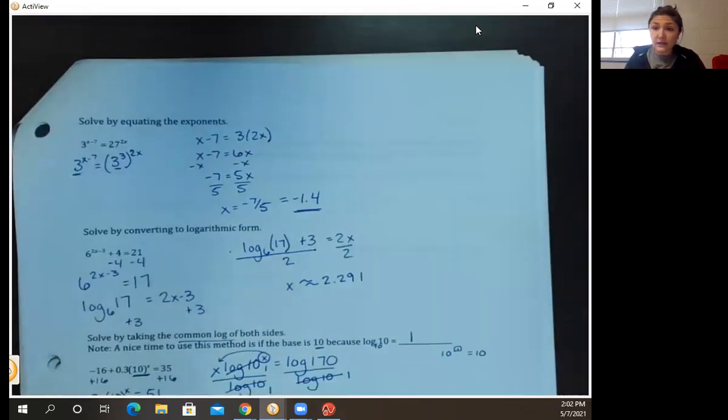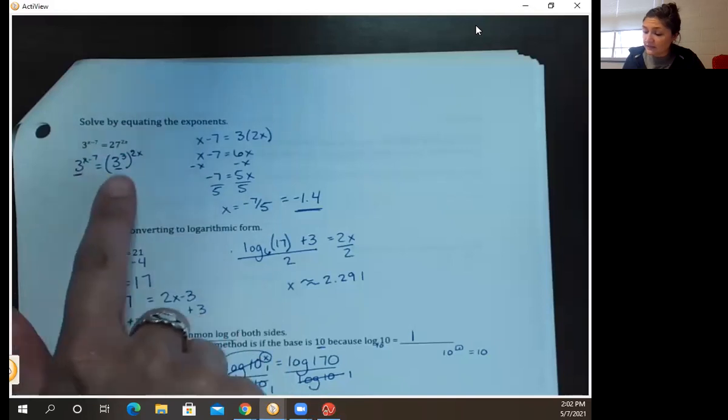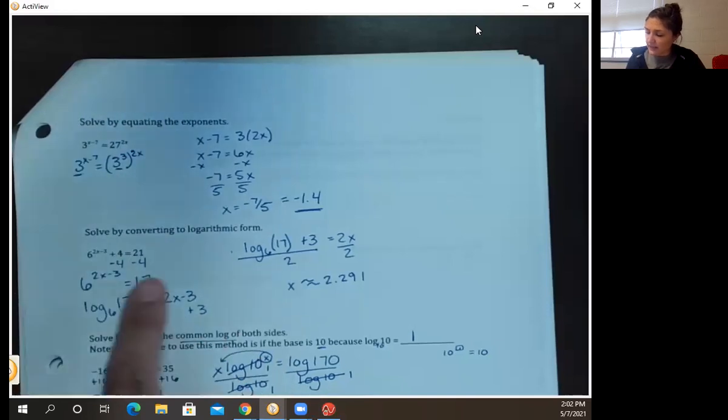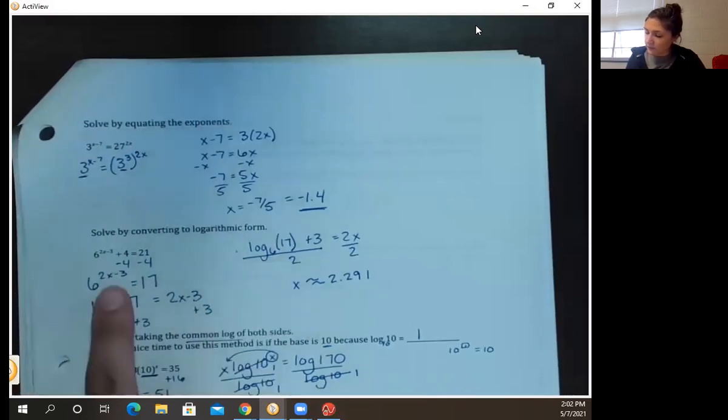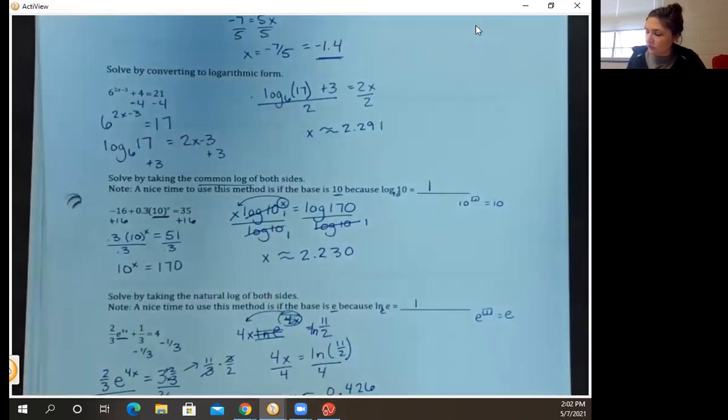So again, 3 big strategies for solving exponential functions. You can equate the exponents for some problems. You can convert to a log for problems where you can't equate the exponent, or you can take a common or a natural log of both sides.